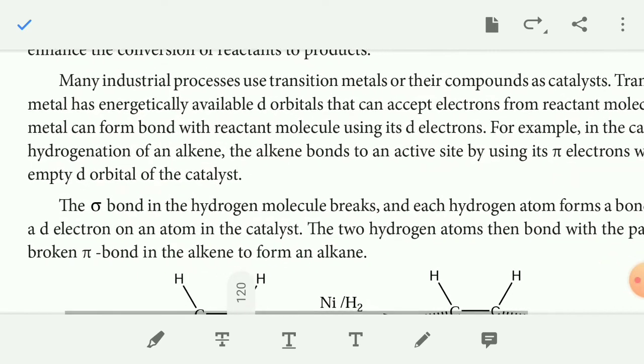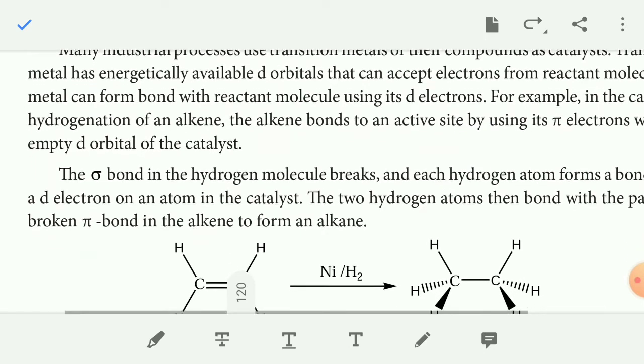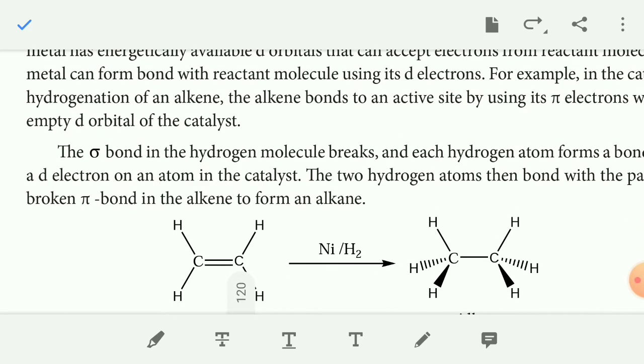The sigma bond of the hydrogen molecule breaks. You know, the single bond is a sigma bond. Each hydrogen atom forms a bond with the d electron of the catalyst atom. The two hydrogens bond with the carbons as the pi bond breaks. That is, the alkene double bond is broken to form alkane with the catalyst nickel and hydrogen. So the alkene is converted to alkane.